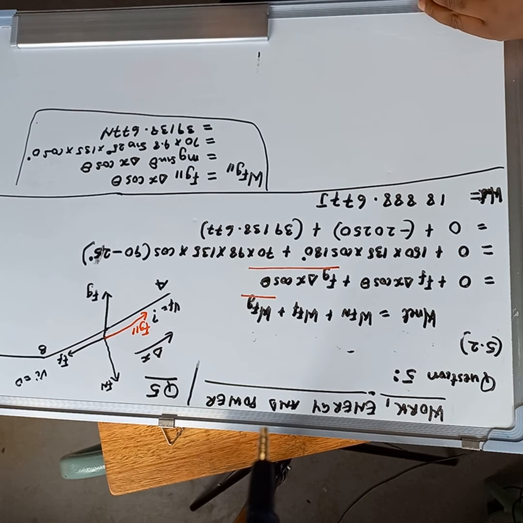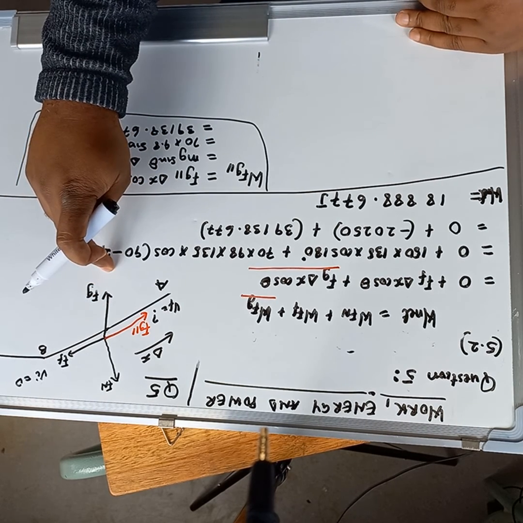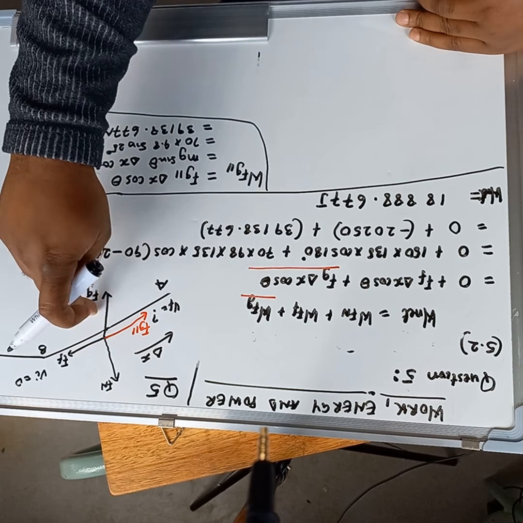And one thing you should not do: you cannot use two of them at the same time, because this is the real force, the force of gravity, which is moving downwards. The Fg parallel is its component.